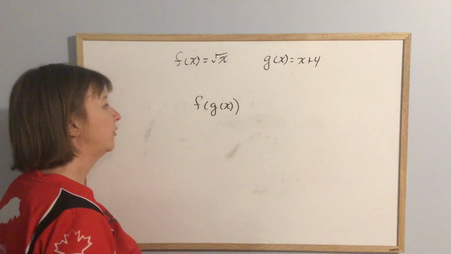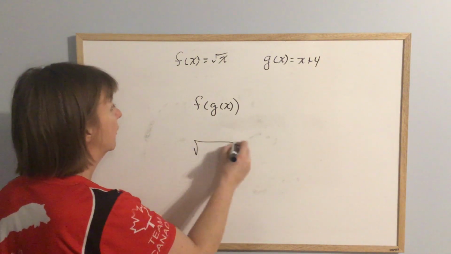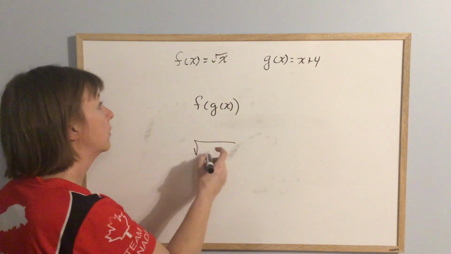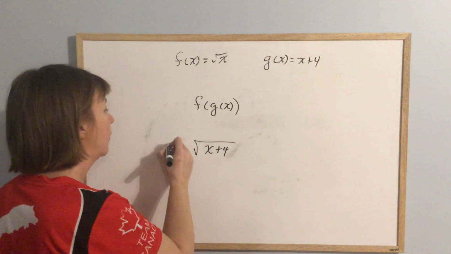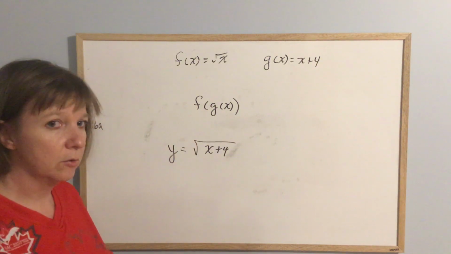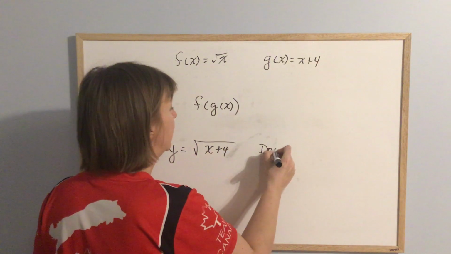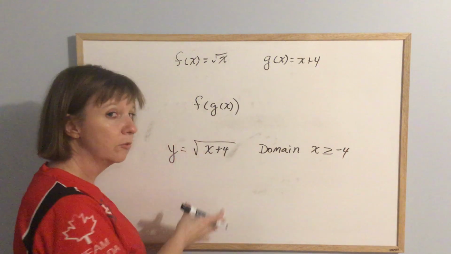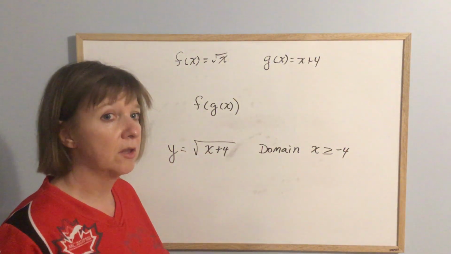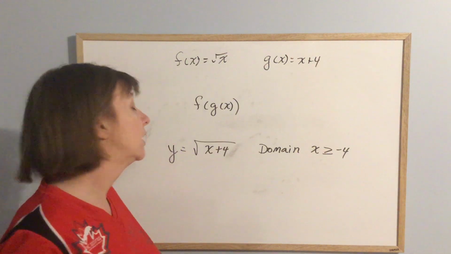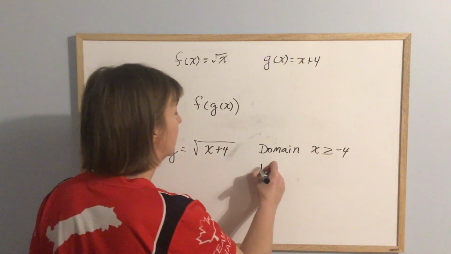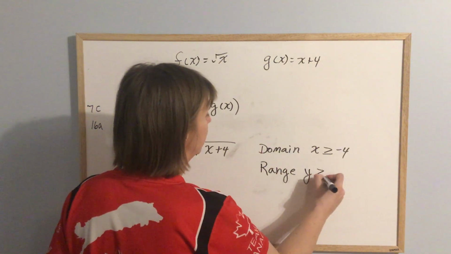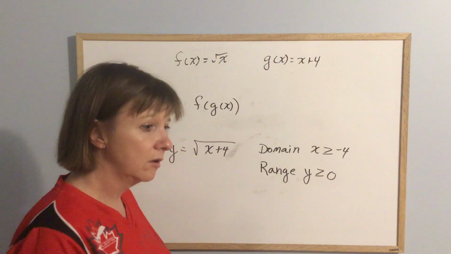So to figure out what f of g at x is, I'm going to take my f equation, which is the square root of something, and g at x would be x plus 4. So basically, I have y is equal to the square root of x plus 4. Now they don't ask me the domain, but for me, the domain would be that x has to be greater than or equal to -4, because I need 0 or bigger underneath the radical, because you can't take the square root of a negative unless you're dealing with imaginary numbers. The range is going to be that y has to be greater than or equal to 0.